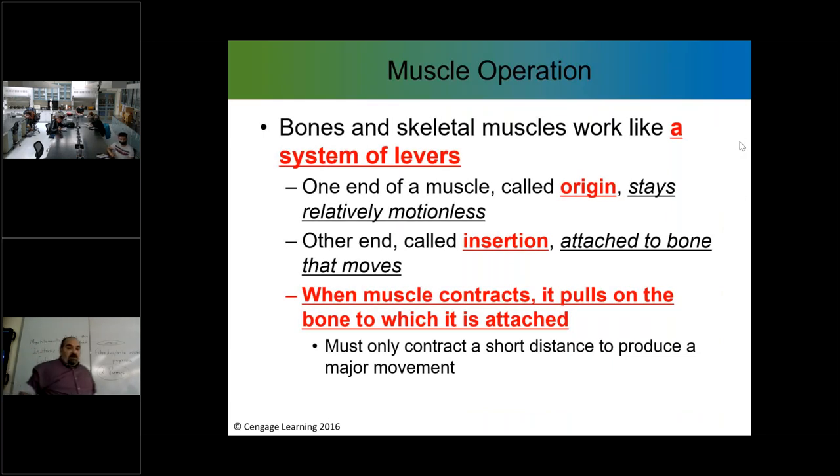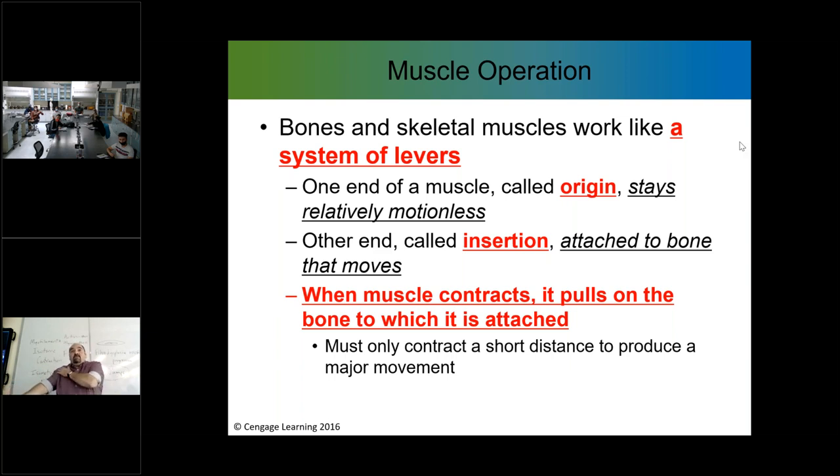Now, you're also going to see interesting terms here: origin and insertion. If you've done any weightlifting, have you heard of these terms before? Maybe not, but let's read what it says here. One end of a muscle, called the origin, stays relatively motionless. It's more like the anchor. But the insertion, the other end of the muscle, anchors via the tendon to the bone that moves.